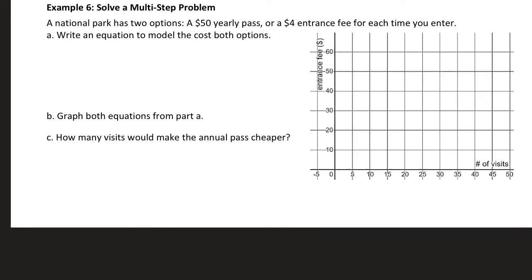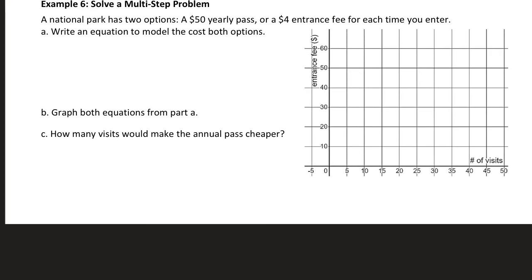Okay, and then finally, example 6. I know this is a long lesson, but this is a lot of information. So this example, it says a national park has 2 options. You pay $50 for a yearly pass, meaning $50 you can come and go as you please. It costs you that flat $50, or a $4 entrance fee for each time you enter. So to model this cost, I would say X is the number of visits. You can kind of see that down here. And Y is the fee.